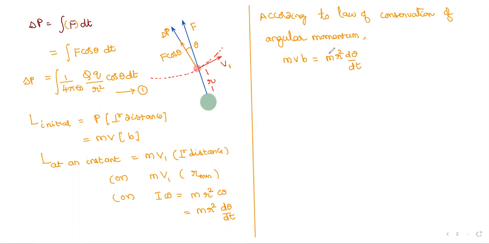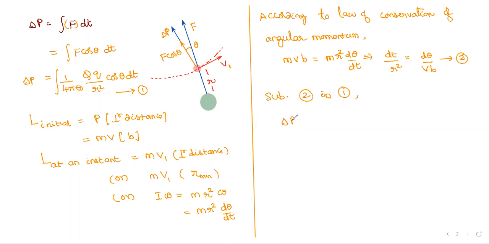So to eliminate dt by r square, after cancelling I will write dt by r square is equal to d theta by vb. Dt by r square after cancelling is d theta by vb. Take it as the second equation and substitute 2 in 1.